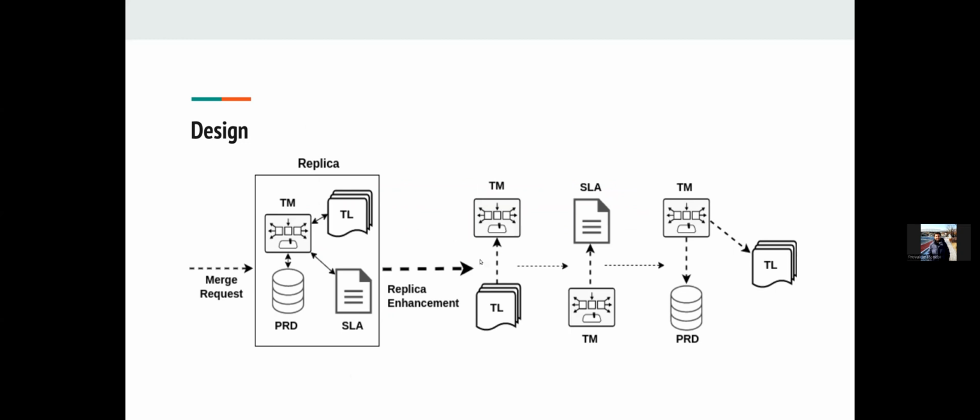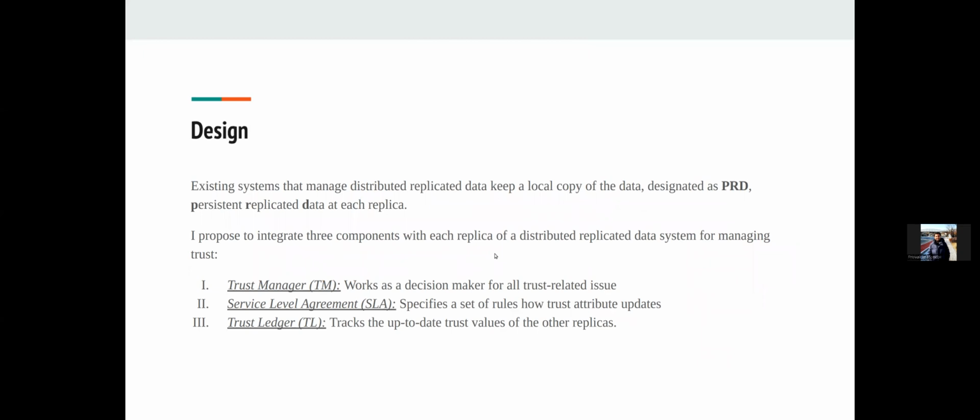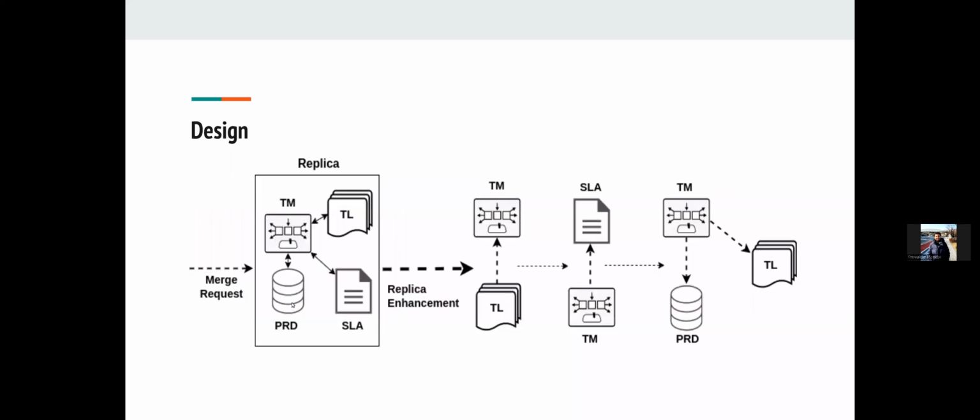First, I will explain what these parts like TM, PRD, SLA, TL are. Then I will explain the workflow. So normally existing replicated data systems, replicas, keep a local copy of data, which is called persistent replicated data, or PRD in short. So from this diagram, you see the PRD, persistent replicated data.